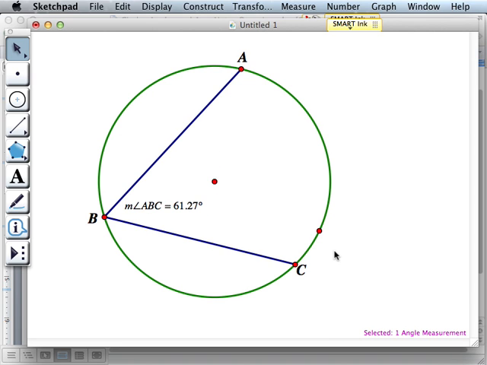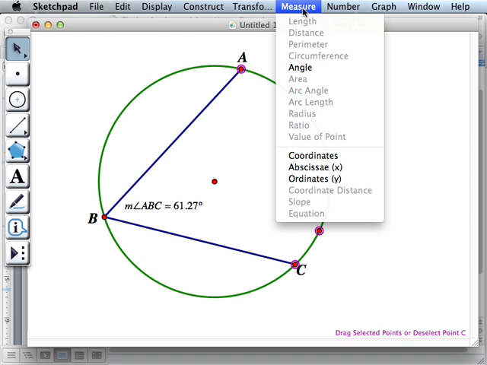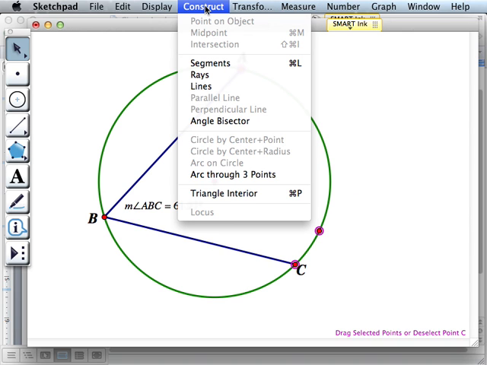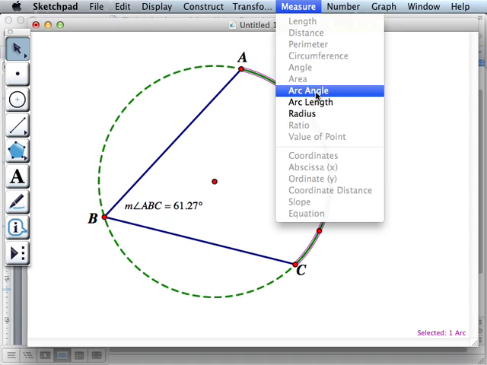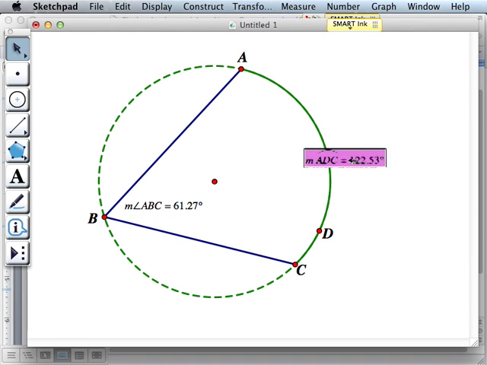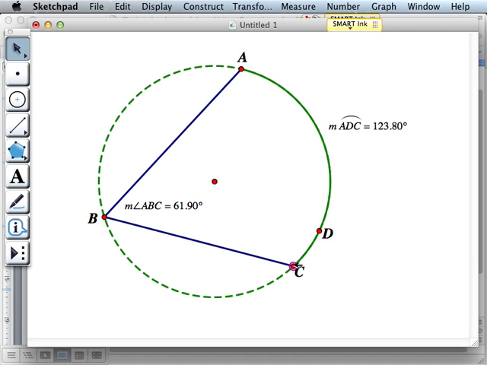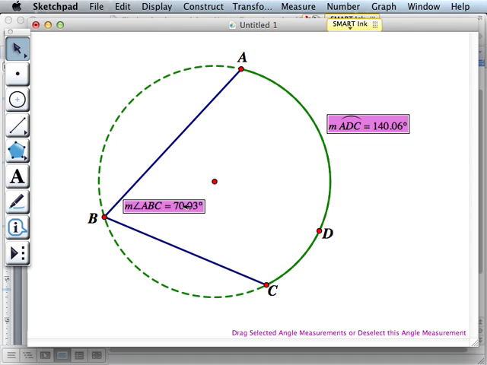Well, I'm going to measure this arc also. I think I need to construct first. Construct arc. Okay, and now measure arc angle. So here's the measure of this arc, 122.53 degrees. So what do you think the relationship is? As I move this, let's see if I can get this to be 70 degrees exactly. Just about. So what's the relationship between this and this?